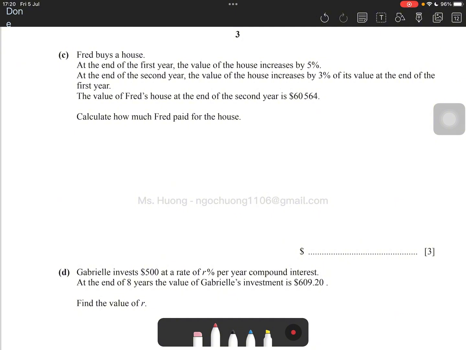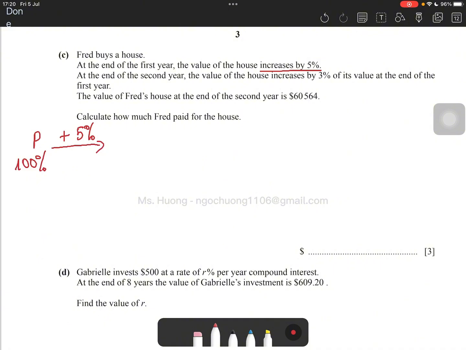C. Fred buys a house. At the end of the first year, the value of the house increases by 5%. So suppose that P is the amount that he paid for the house. At the end of the first year, you know that the original amount is always 100%. So after the first year, the value of the house increased by 5%. Here it is, increased by 5%.